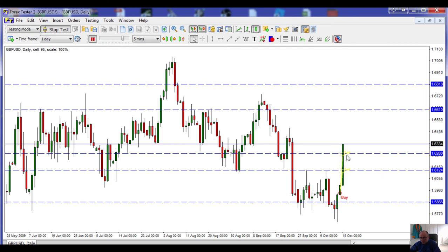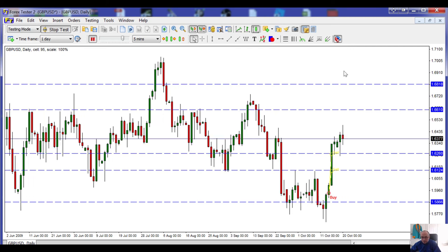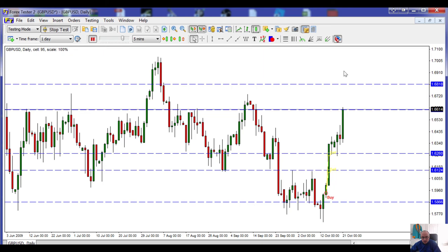Now, of course, if it had just taken out the first profit target, we could have moved stops to break even, and ran the second half of the trade up to the next profit target. But on this occasion, it took out both profit targets on the same candle, but we would have been at break even regardless. Another high probability trade setup there. And indeed, it pushed on to new highs.